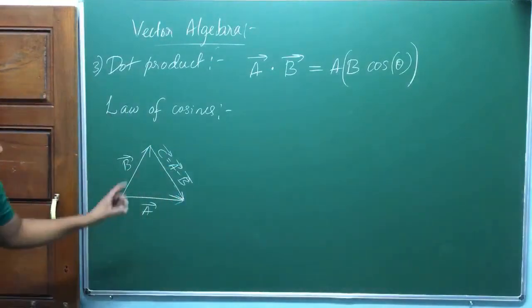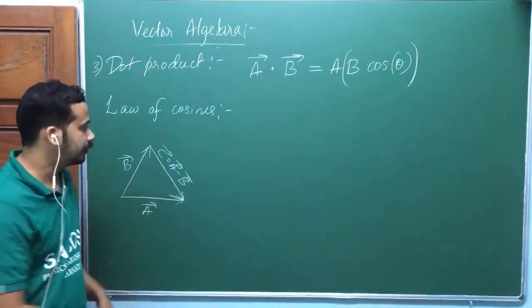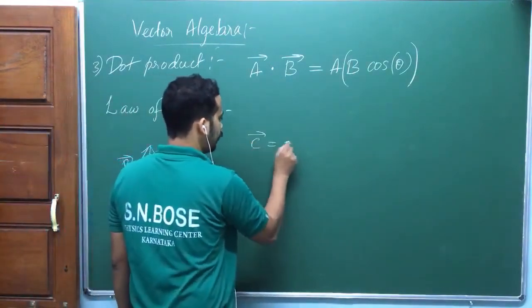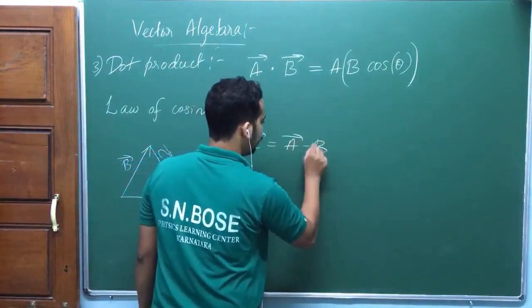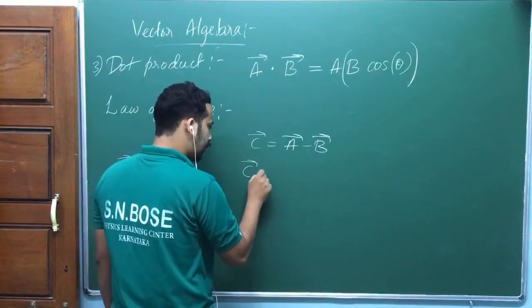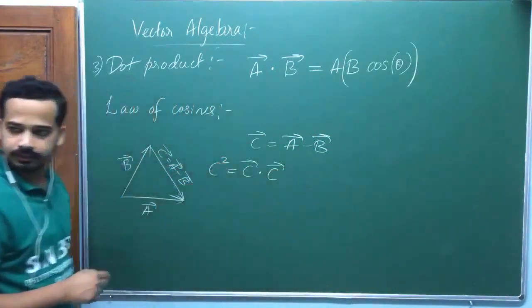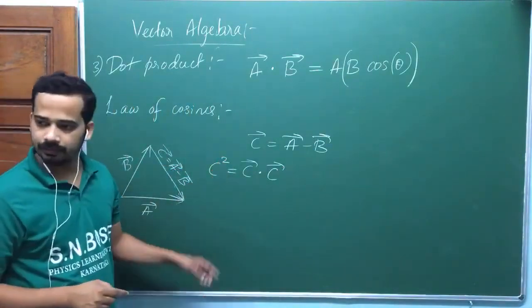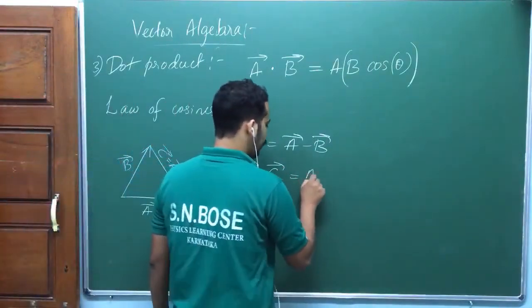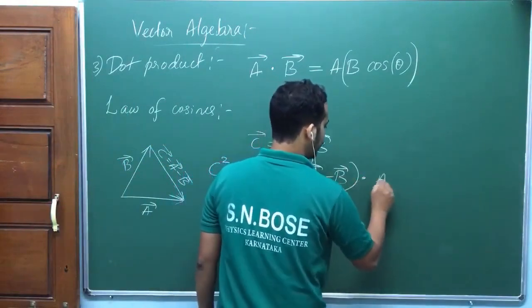Occasionally, in the application later, I need this length. So C is equal to A minus B, and I need the length of this one. To find the length, what do I do? I take the dot product with itself, that's equal to length square. Now what is this one? A minus B dot product with A minus B.